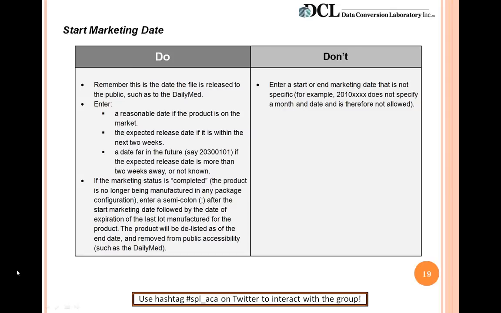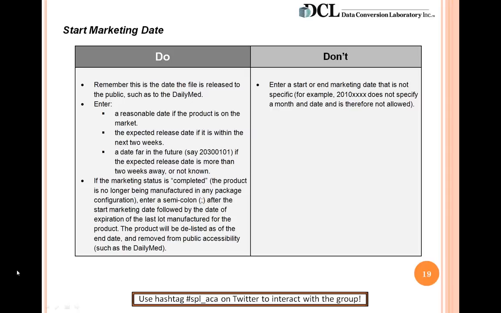Okay, in terms of the start marketing date, now here I'm going to be giving you information that's not on the slide because it's not fully documented, but it's been stated by the FDA, specifically Lonnie Smith. But the first item is that the start marketing date is the date the file is released to the public, such as to the Daily Med. I say such as to the Daily Med because within the FDA, they have a separate site, labels.fda.gov, that also has these labels, as well as commercial companies that have the SPL files. It doesn't go out to the public until that start marketing date is reached.